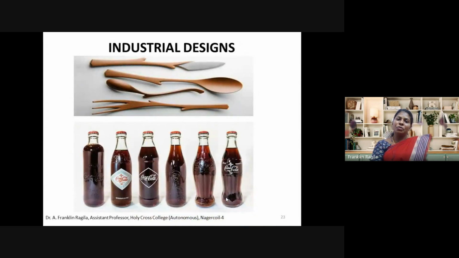And these are a few examples for industrial designs. First one is the cutlery sets, which we use on our dining table, and it is decorated. It looks a little different from the usual one. And second one is the Coca-Cola bottle. So no one can copy the shape of the bottle or the writings or wordings, whatever is engraved on the bottle. They cannot copy.